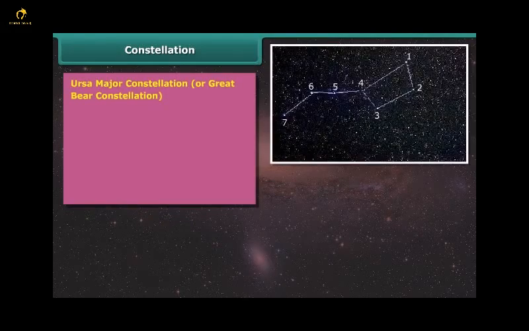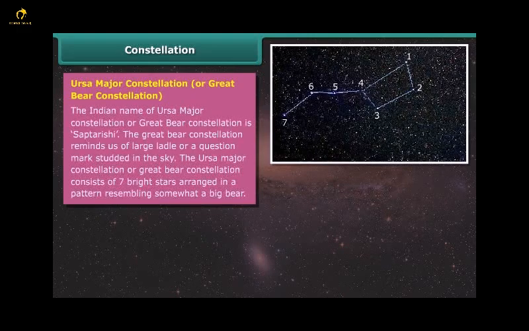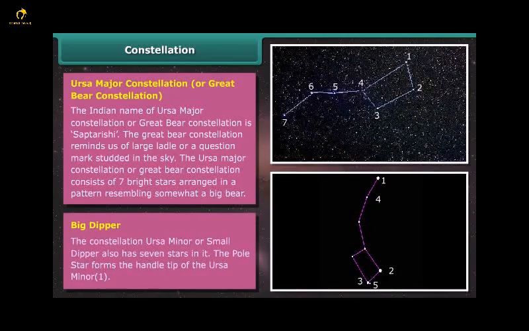Ursa Major Constellation or Great Bear Constellation. The Indian name of Ursa Major constellation or Great Bear constellation is Saptarishi. The Great Bear constellation reminds us of a large ladle or a question mark studded in the sky. The Ursa Major constellation consists of 7 bright stars arranged in a pattern resembling somewhat a big bear. The constellation Ursa Minor or Small Dipper also has 7 stars in it. The pole star forms the handle tip of the Ursa Minor.